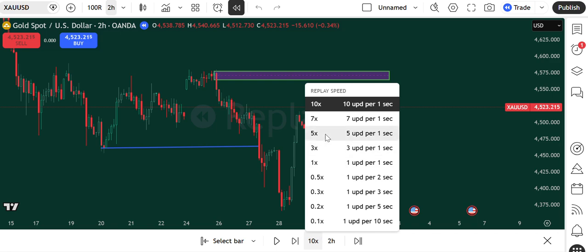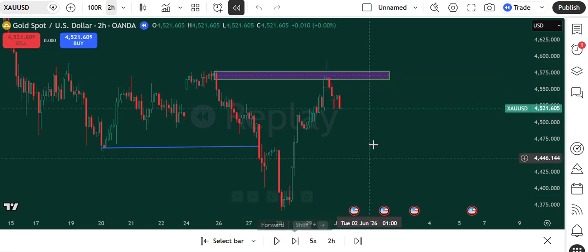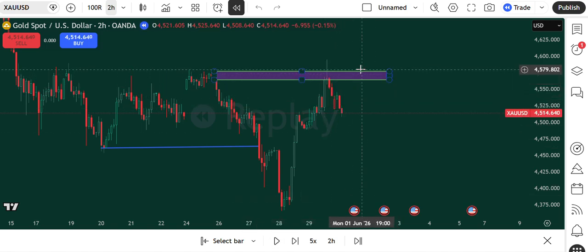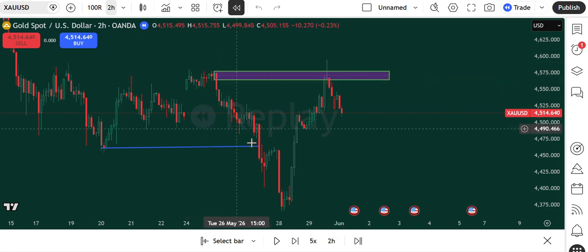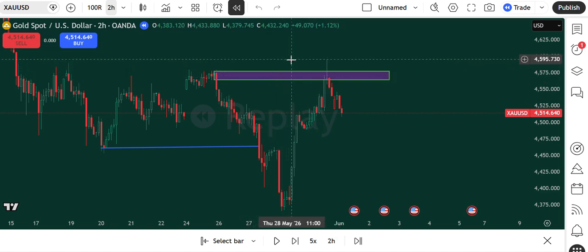Remember, what I trade is what I teach. Let's play and see. Are you seeing the market here? The market has come. It has respected the zone. It has picked some liquidity.